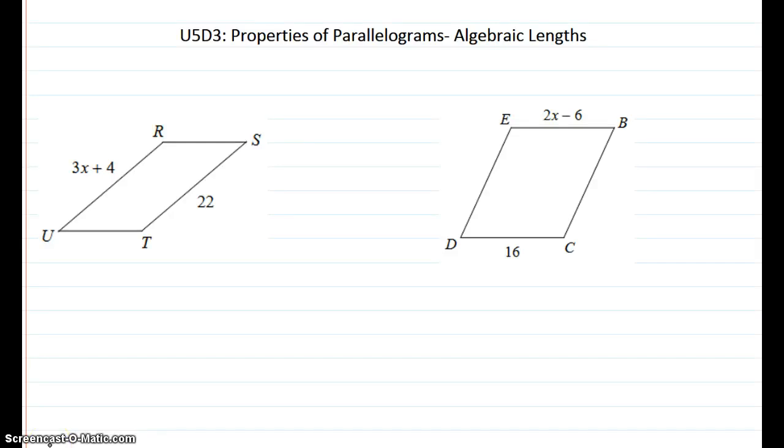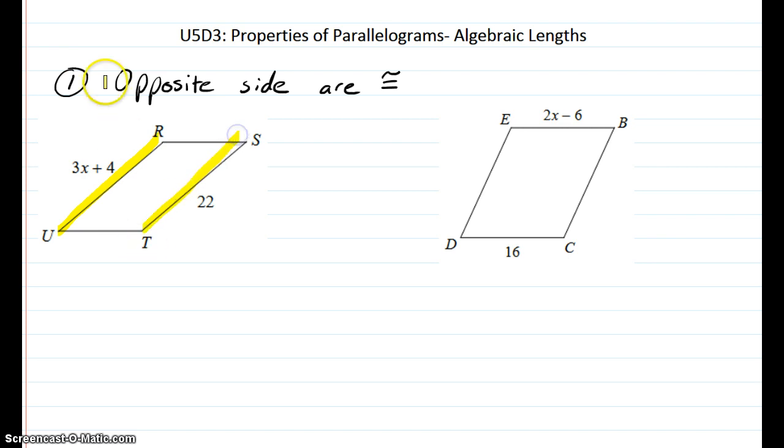Alright, let's look at the properties of parallelograms. So the one thing that we're going to use to solve these two problems is that the opposite sides in a parallelogram are always congruent. So congruent means they're going to have the same shape, same size. So that means that this side, UR, is going to have the same length as TS.